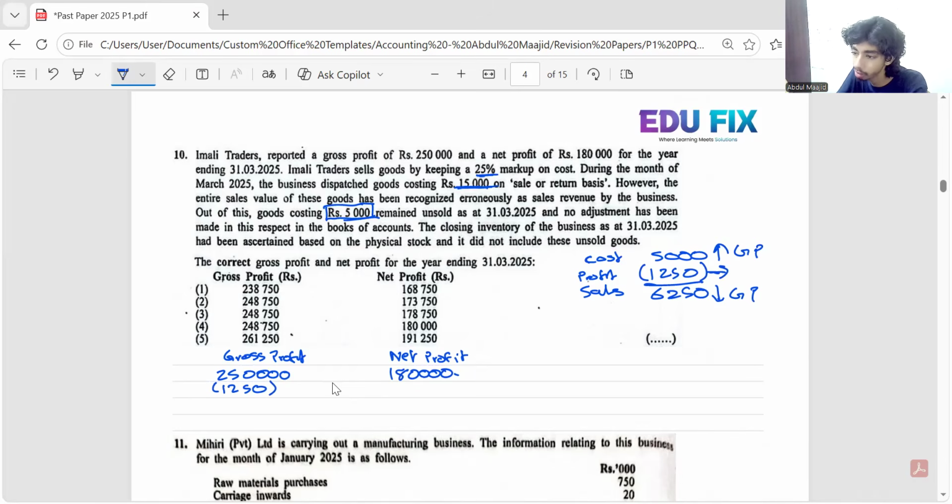Now, because your gross profit is reducing by 1,250, automatically your net profit also will reduce by 1,250, because whatever affects your gross profit will automatically affect your net profit. And the corrected gross profit will be 250,000 minus 1,250, that is 248,750. Net profit will be 180,000 minus 1,250, that is 178,750. So that is gonna be answer number 3. Hope that one is clear.